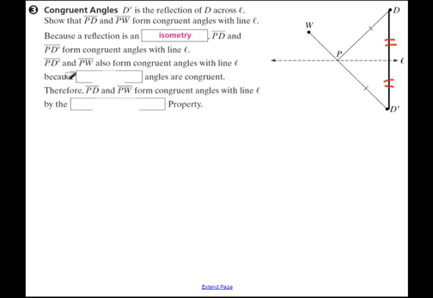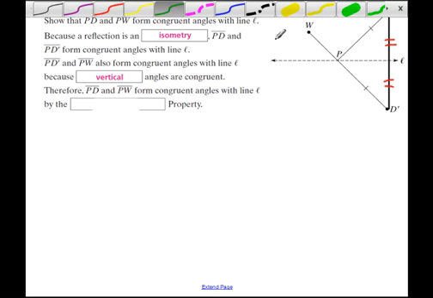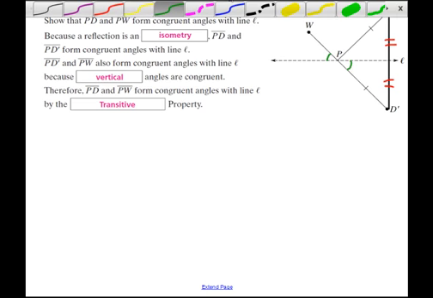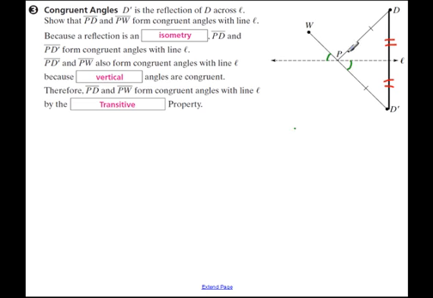PD and PW also form congruent angles because they're vertical, right? Or PD prime and PW. So we're looking at this angle here and this angle here, which are vertical angles. All right, so then when we continue on, the transitive property tells us, well, if this angle and this angle are the same, and this angle and this angle are the same, then we know that these two angles will be the same as well. So PD and PW are going to form congruent angles. So hopefully that makes sense.